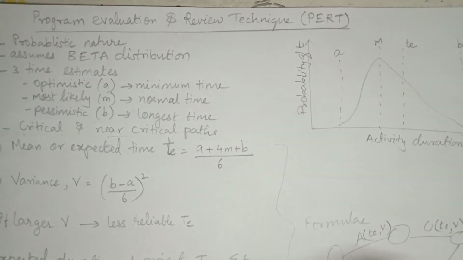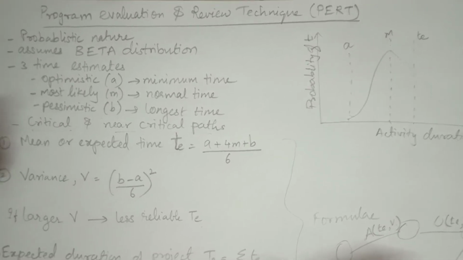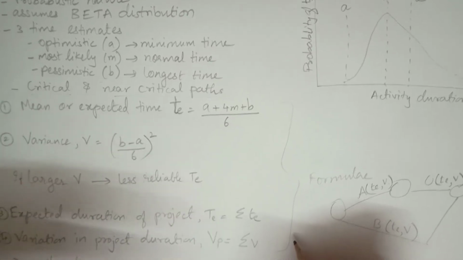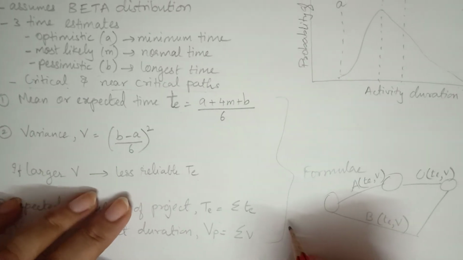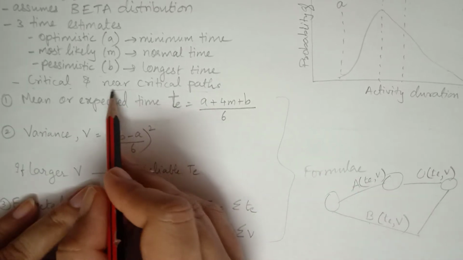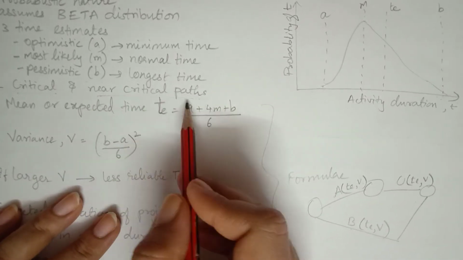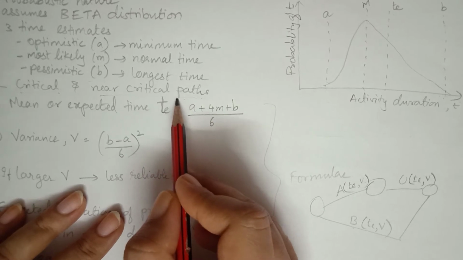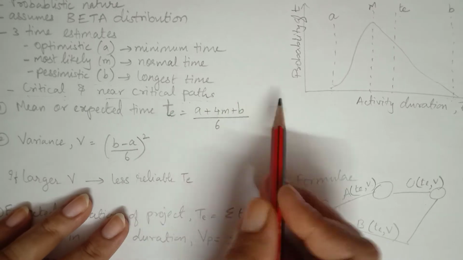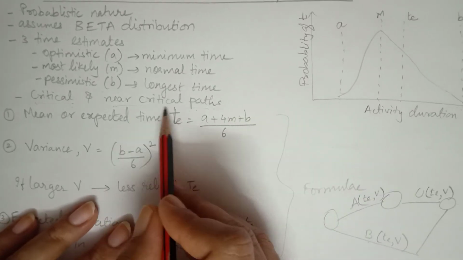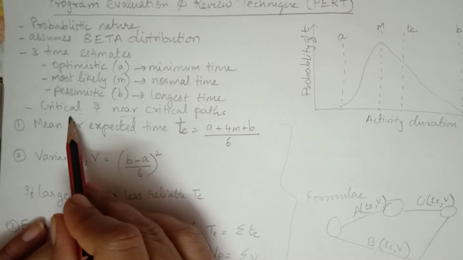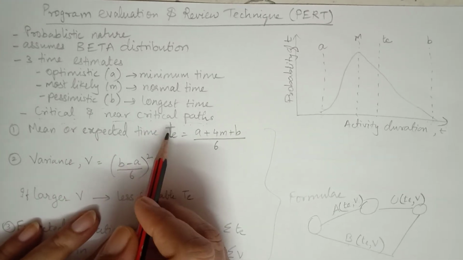Because the PERT network, as I said, has a probabilistic nature and is used for projects which have a high probability of variance or things getting changed. So in that case, we also consider the near critical paths. These are the paths whose duration is very near to the critical path, and in case the duration of a particular activity on a near critical path changes, it itself may become critical. That's why both kinds of paths are considered in this method.